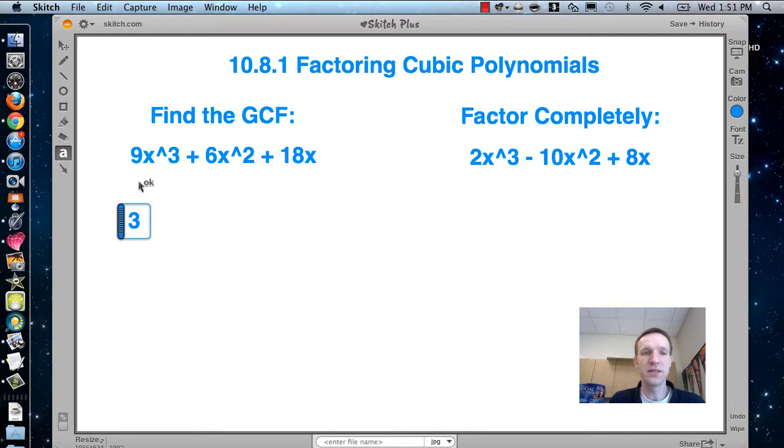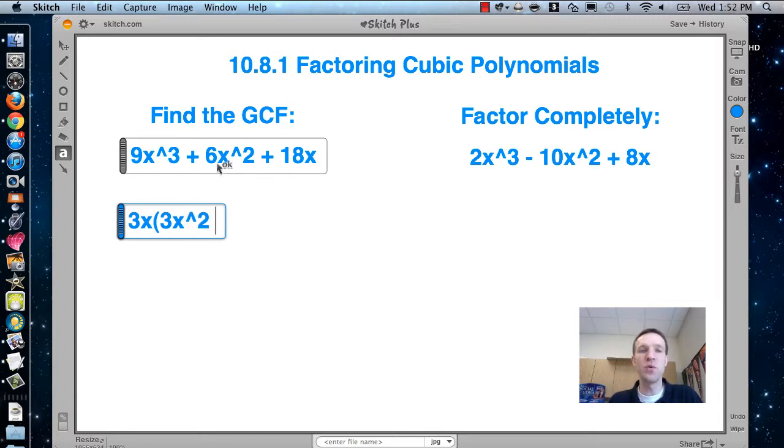The other thing you want to notice is that this has x cubed, this has x squared, and this has an x. They each have a value of x. So let's factor out an x as well. So 3x is what we factor out. And then we're going to write in what's left over. So 3x times what gives you 9x cubed? Well, that's going to be 3x squared.